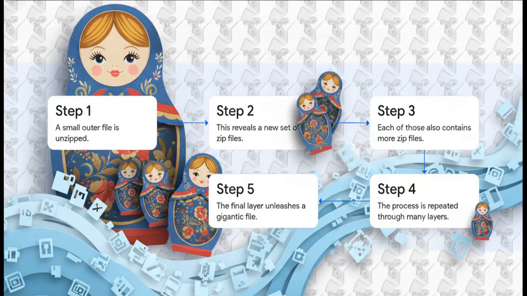And that brings us to the second part of the trick: nesting. It's like one of those Russian matryoshka dolls. You open the first zip file, and inside, 16 more zip files. You open one of those, and you guessed it, there are 16 more inside. This keeps going, layer after layer after layer, until the very last files are unzipped. And that's when the gigantic data tsunami is unleashed all at once.